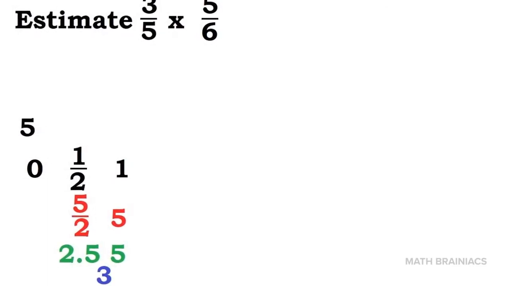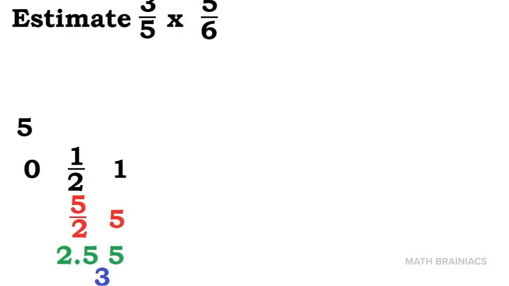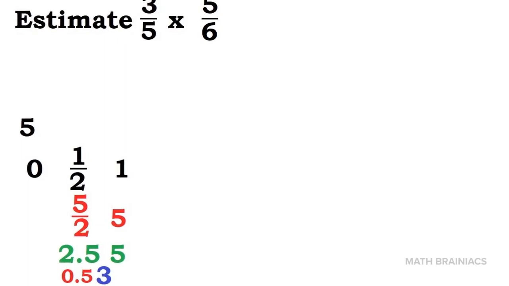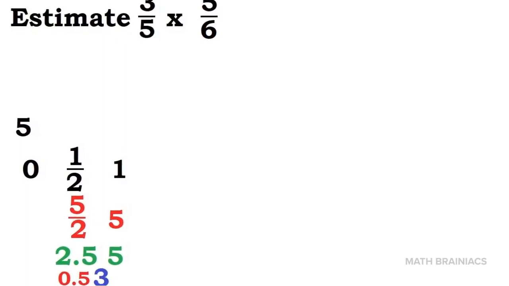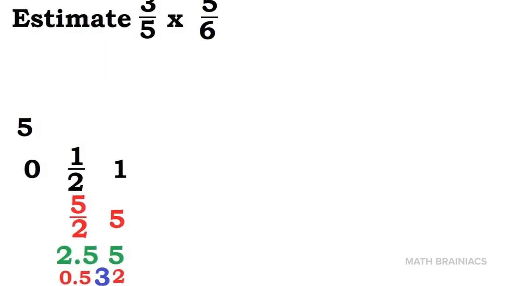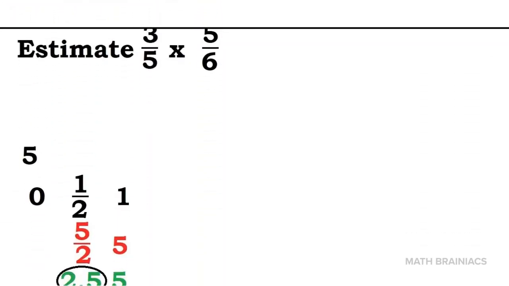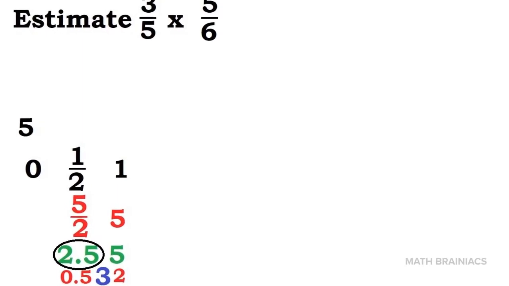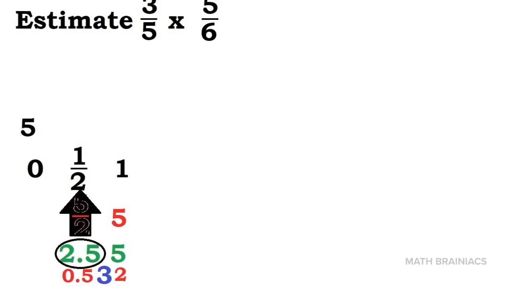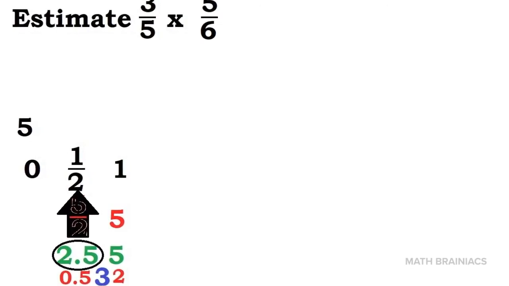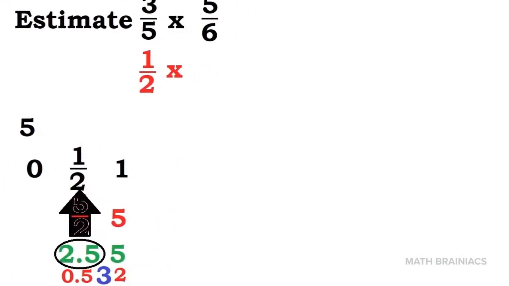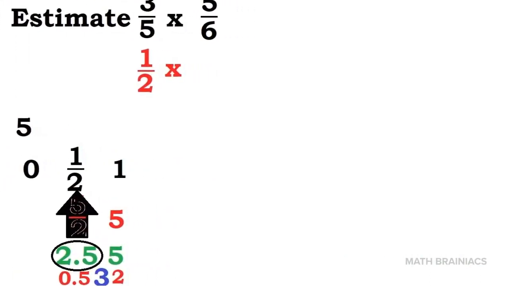Now, let us locate the numerator 3. 3 is between 2.5 and 5. The difference between 2.5 and 3 is 0.5. While the difference between 3 and 5 is 2. Subsequently, 3 is closer to 2.5. And 2.5 is half of 5. It is equal to 1 half. Therefore, 3 over 5 is about 1 half.